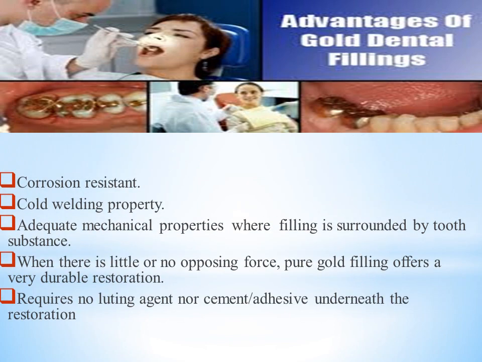Now, let's talk about the pros and cons of the gold dental fillings. If we talk about the advantages, it is seen that because it is a noble metal and it is chemically inert, it is very corrosion and tarnish resistant. It possesses cold welding properties that allows it to be manipulated at room temperature because of its cohesive nature. It has adequate mechanical properties where the filling is surrounded by tooth substance, and when there is little or no opposing force, pure gold filling offers a very durable restoration, and it requires no luting agent or cement underneath the restoration.